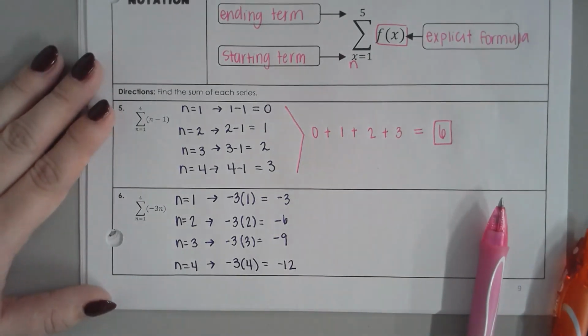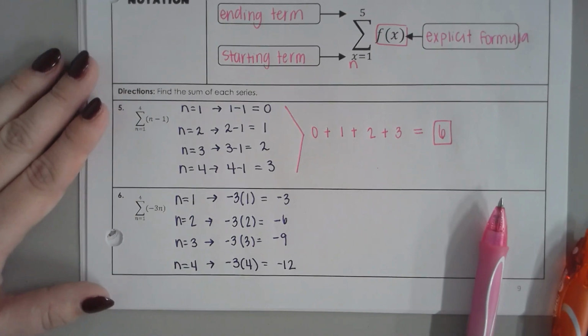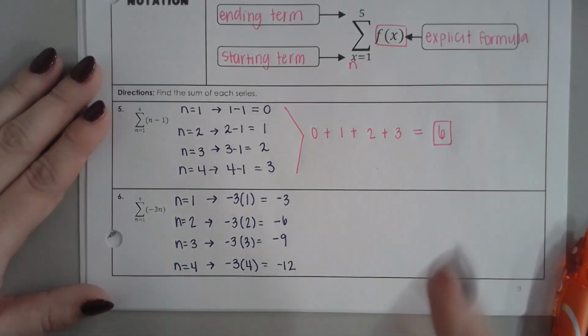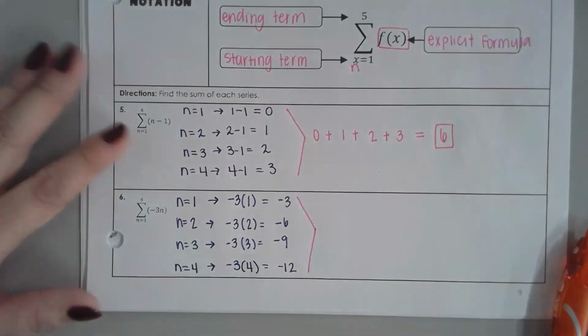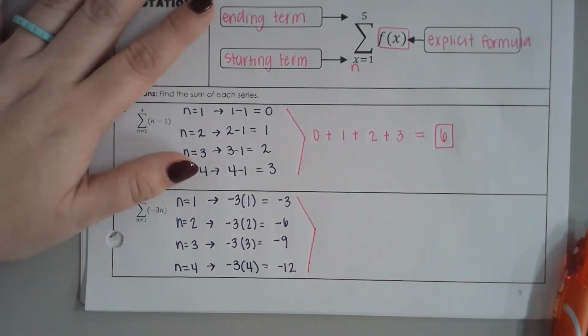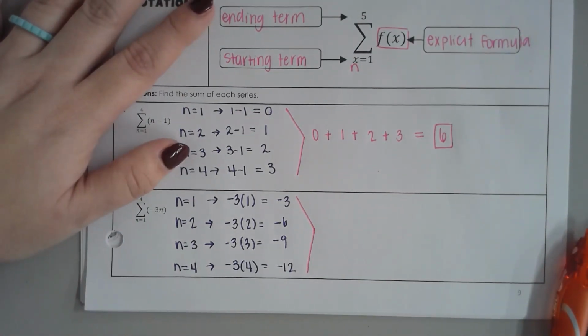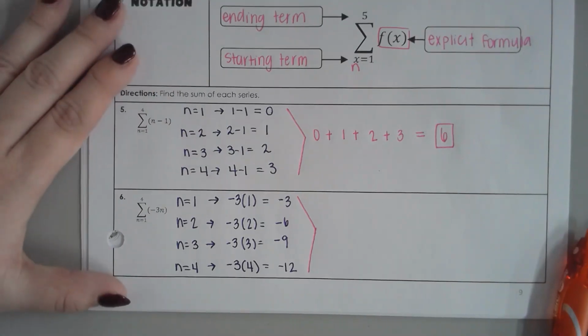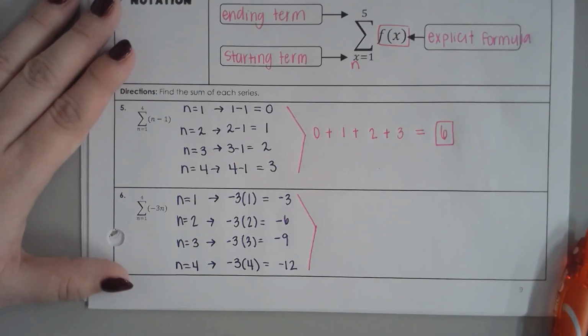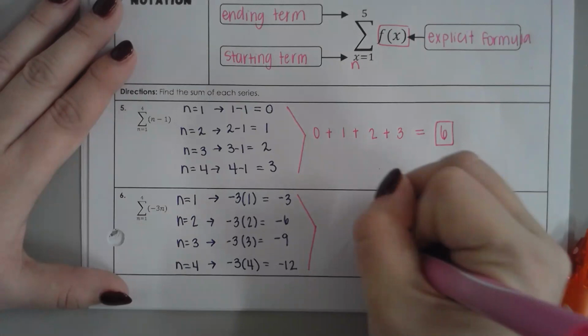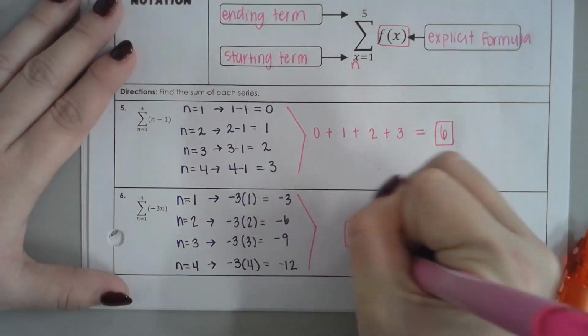And I'm specifically only adding the first 4 terms. So the negative 3, negative 6, negative 9, and negative 12. And what do I get when I add those? Negative 30. Good.